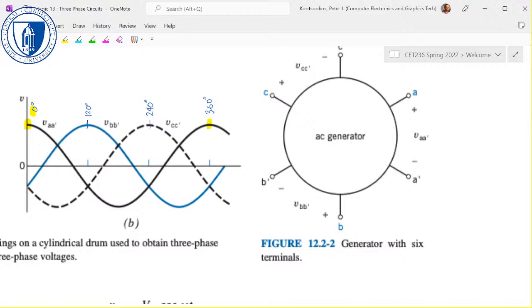If you have a look, in fact, I might do another bonus assignment. If you go and have a look at the power lines outside, on the poles on the street, you should see, in fact, you usually see four wires, right? Three of them are the three phases, these three phases. Anybody got any idea what the fourth one is?